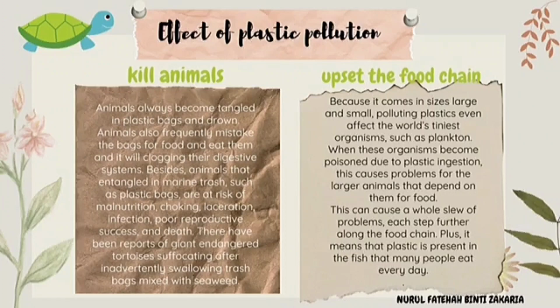Then, the plastic pollution also can upset the food chain. Because it comes in sizes large and small, polluting plastic even affects the world's tiniest organisms such as plankton. When these organisms become poisoned due to the plastic ingestion, this can cause problems to the larger animals that depend on them for food. This can cause a whole slew of problems each step further along the food chain. Plus, it means that there is plastic present in the fish that many people eat every day.